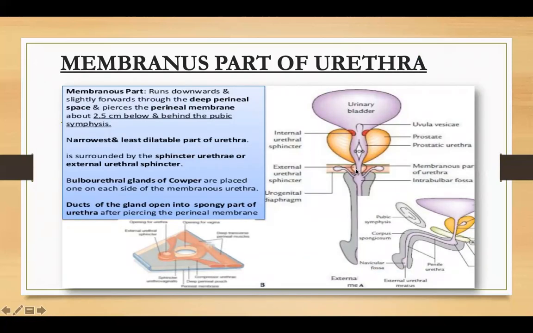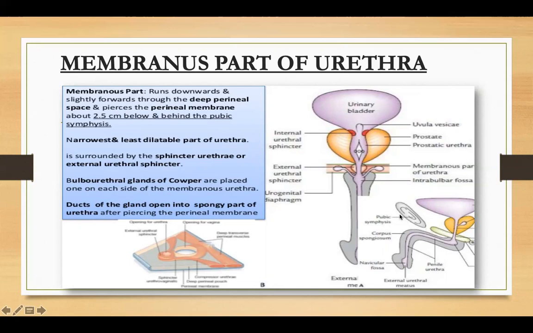Membranous part of the urethra. This is the membranous part of the urethra. So the membranous part runs downward and slightly forward through the deep perineal space. This is the deep perineal space, and pierces the perineal membrane. This is the perineal membrane, about 2.5 centimeter below and behind the pubic symphysis. This is pubic symphysis. This is the membranous urethra.